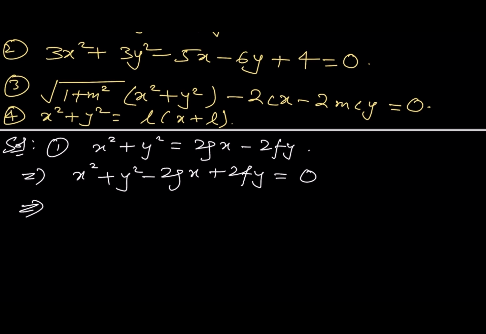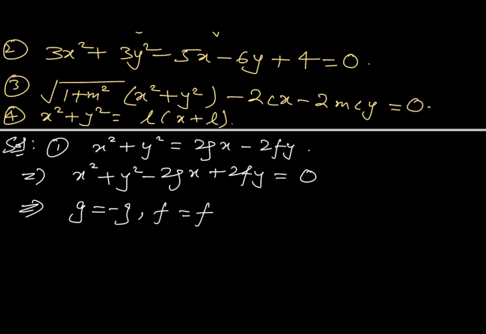Now, what is the center? So here g is minus g and f is minus f. Okay, if I compare with x square plus y square plus 2gx plus 2fy plus c is equal to 0.